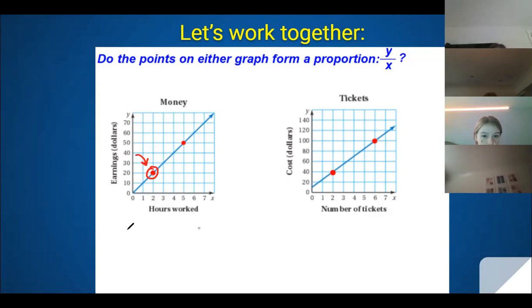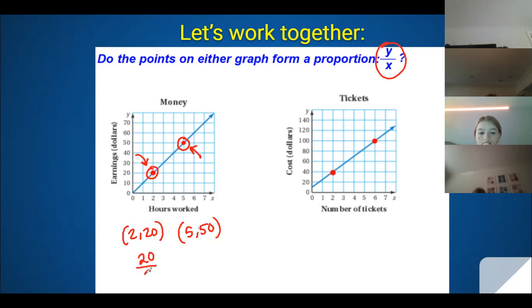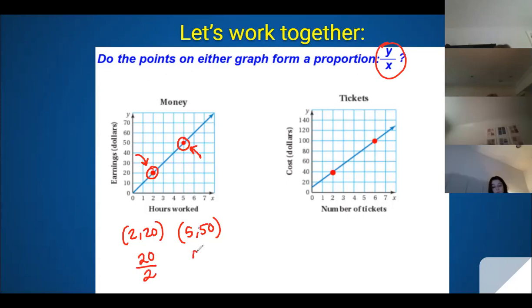Taylor Hartwig, for this graph, what coordinate is that? 2 and 20. 2, 20. All right, and Helen Fairbanks, what is the coordinate for that right there? 5, 50. Nice job, 5, 50, okay. All right, do either of these points form a proportion? So it says y over x, so let's take these y values and put them over the x value like that.